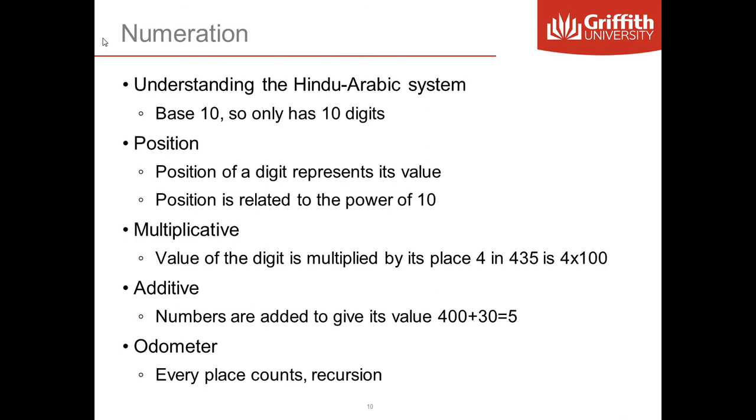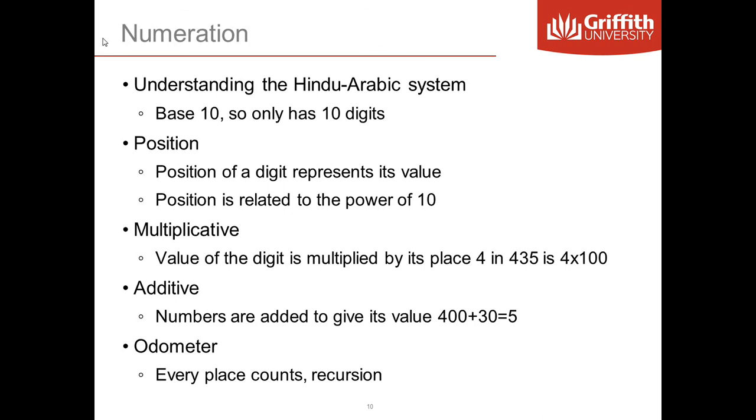So we have a base 10 system, and so we only have 10 digits, and all numbers are a combination of those 10 digits. The position of the digit represents its value. So if a 1 is in the ones column, it represents 1, but if the 1 is in the hundreds column, it represents 100. So we have to be very cognizant of the number and where it is located in that number system. This is also a multiplicative strategy.